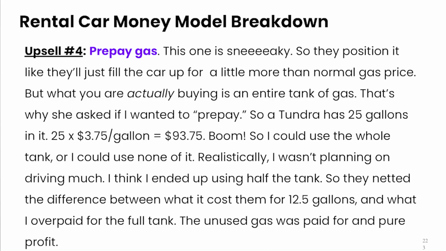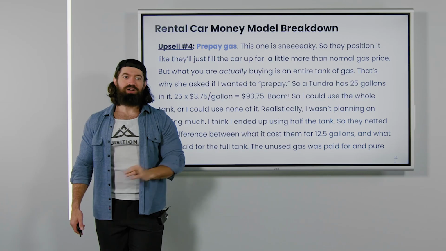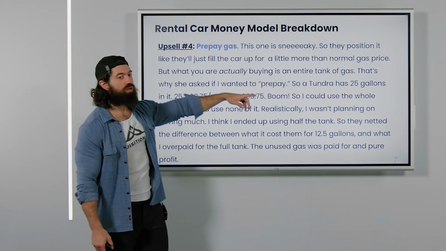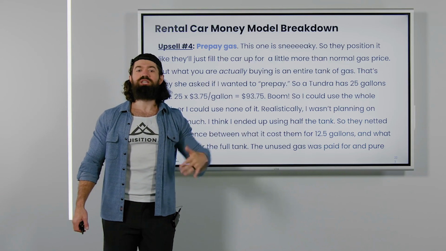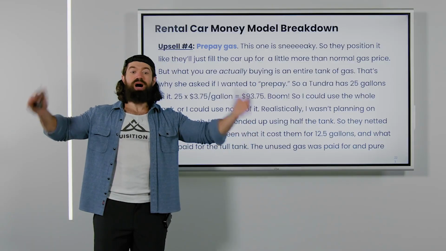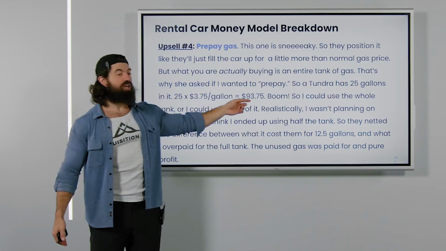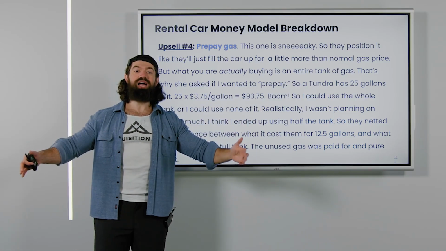All right, so the next one is prepaid gas. Now this one was sneaky in that the way it's positioned, to be very clear, you want to make sure the customer understands things. This one particularly I did the math and thought, okay, 25 cents extra per gallon, that's a fine deal. The way it actually works, by the way, is you prepay the whole tank. So you buy a full tank, and I think the Tundra had like 25 gallons in it. So I actually ended up paying $93 for a tank of gas up front.